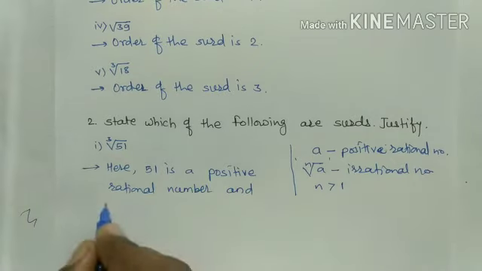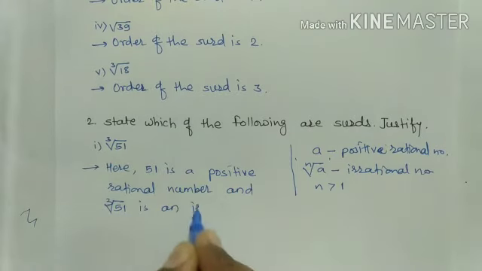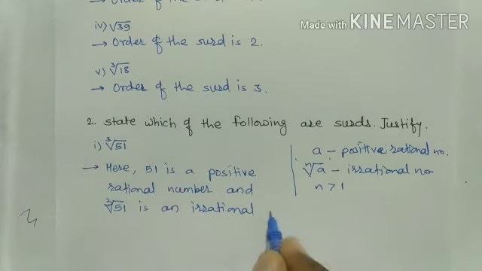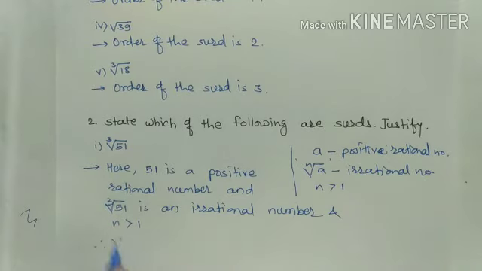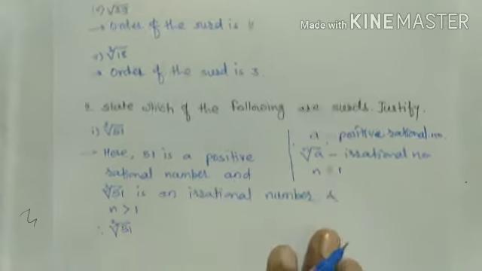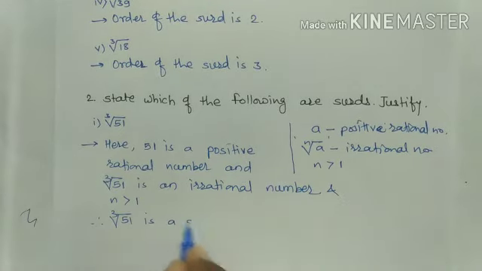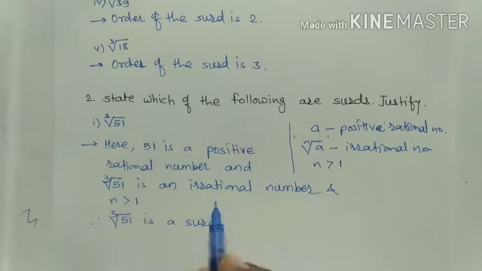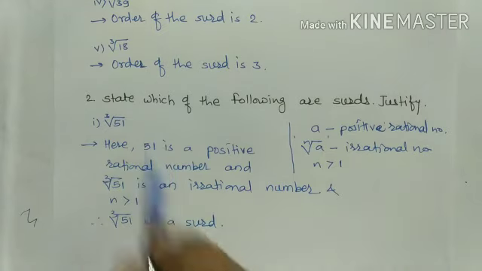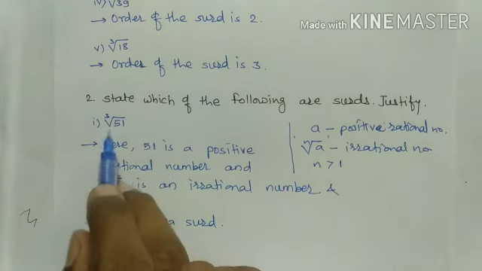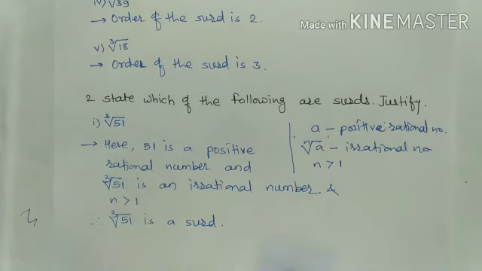and cube root of 51 is an irrational number, and this n is greater than 1. Therefore cube root of 51 is a surd. Here this is the justification and this is our answer. या answerचं हे justification आहे. मग जर असेल surd तर it is a surd, and if it is not, then we write here it is not a surd.